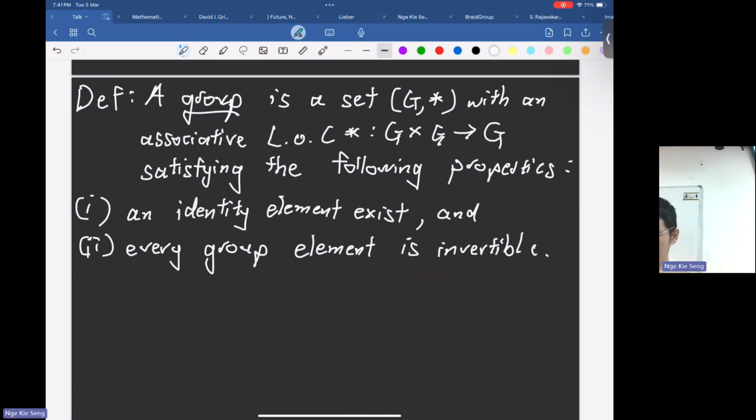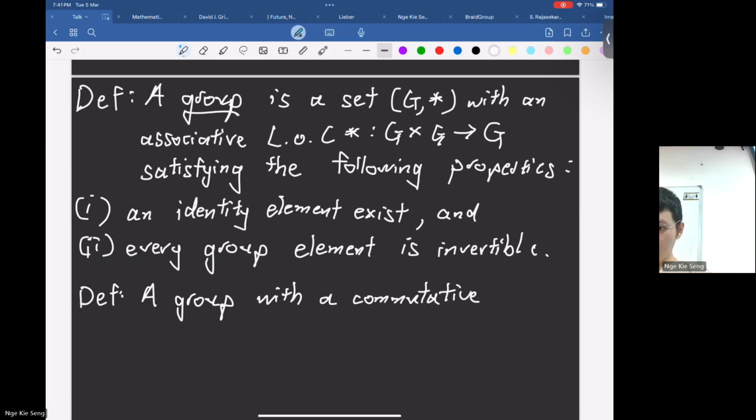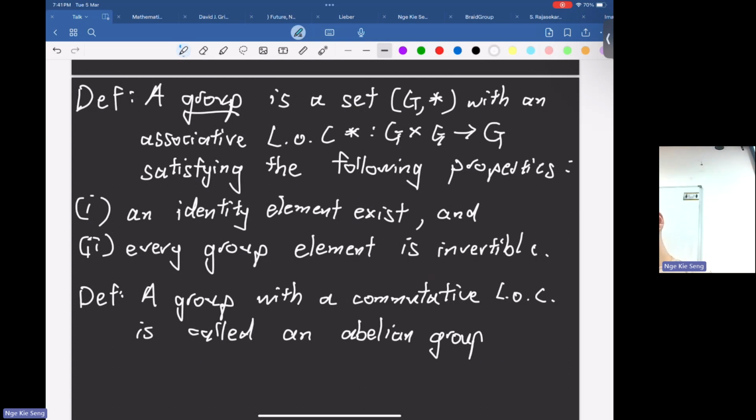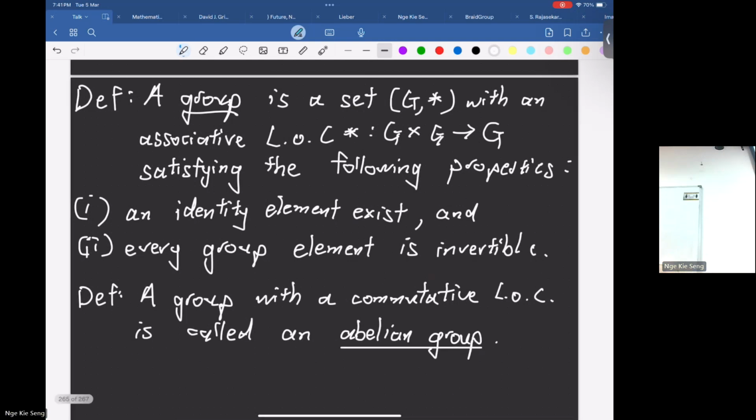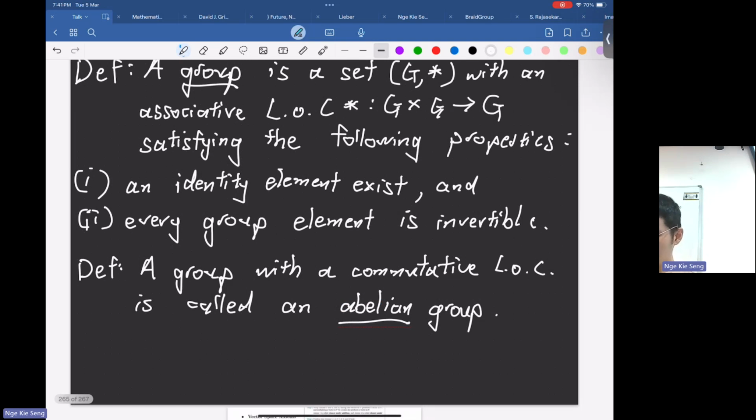So how about commutative? So we will say that a group with a commutative law of composition is called an abelian group. Okay. So it's named after a guy called Abel. Abelian group. Okay. So I think abelian group is more common when you learn maths. Okay. So what are the abelian group examples?